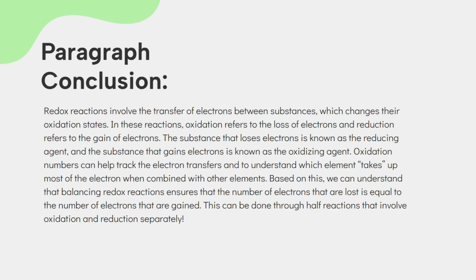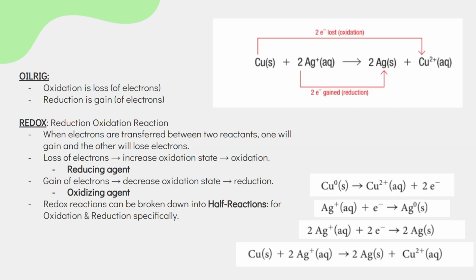So now, I'll be ending off this presentation by giving you a quick paragraph conclusion of what we've learned. At this point, you can pause this video to quickly read the paragraph conclusion, as I'll be explaining this by breaking down and summarizing each subtopic. So now we can be using the mnemonic OIL RIG to help us understand oxidation and reduction. OIL stands for oxidation is loss of electrons, and RIG stands for reduction is gain of electrons.